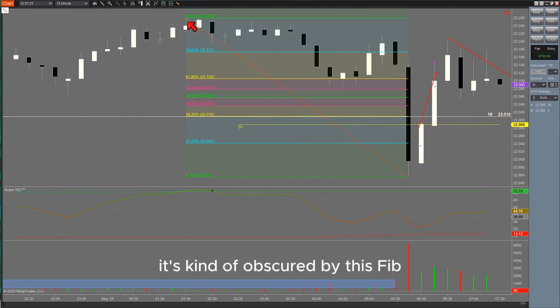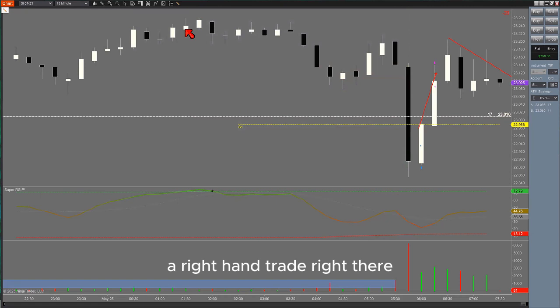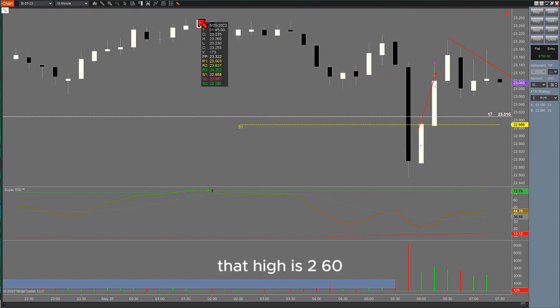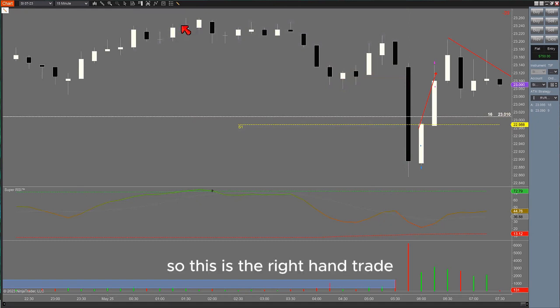It's kind of obscured by this fib, so I'm going to take the fib off, and that is a right-hand trade right there. Now there was a right-hand trade here, and it's really the right-hand trade because this trade did not make a new high. Look at that. That high is 260. This high here is 260. So that's a double top. So this is the right-hand trade.